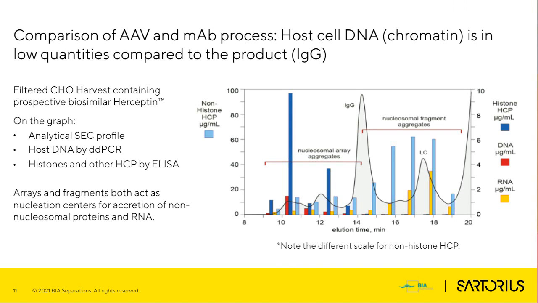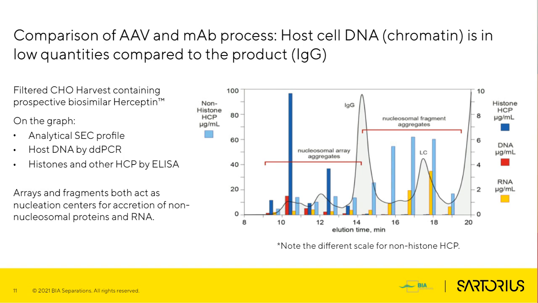So most of you are probably coming from the monoclonal antibodies field. This field was already very well developed before we started working more with AAVs. And there are many things which we learned from monoclonal antibodies that we are now trying to apply to the AAV field as well. However, there are some substantial differences. So for this purpose, I'm going to show you an example of a CHO harvest, which was used to produce one biosimilar. So on the graph, you are able to see the analytical size exclusion profile.